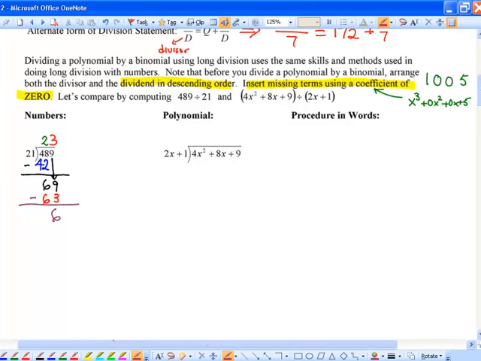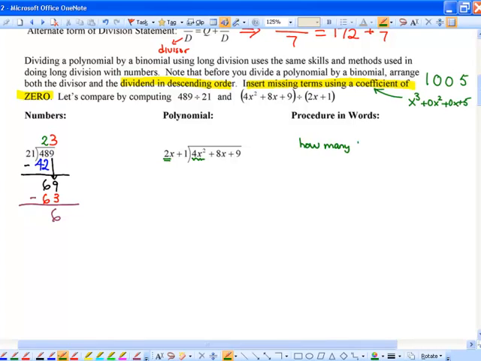Now I'm going to show you how to do something like long division with polynomials. So instead of having 489, I've now got 4x squared plus 8x plus 9. See the connection there? And instead of dividing by 21, I'm going to divide by 2x plus 1. Okay? So just like over here how we said, okay, 21 goes into 48, you're going to ask yourself, how many times does 2x go into 4x squared? So that's what I'll ask you to write down here if you like words.